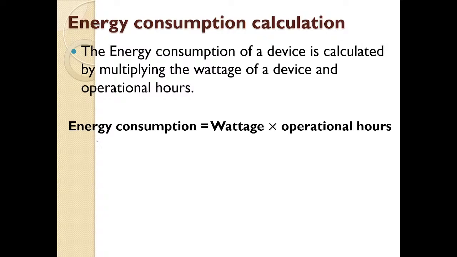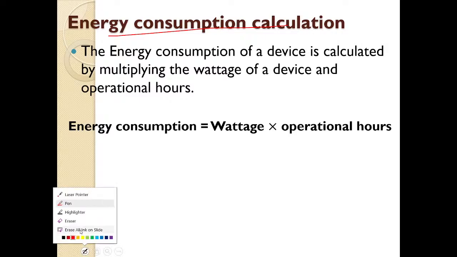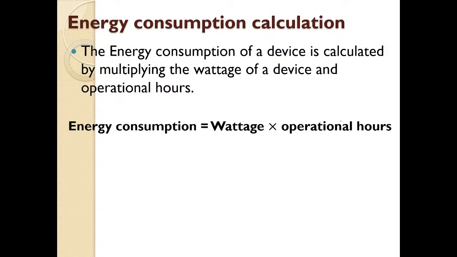So let us see the energy consumption calculation. How is the energy consumed by these electrical apparatus calculated? Let us see that. Energy consumption is given by the wattage of the device, meaning the power rating of the device, multiplied by the number of hours that the device is operating.